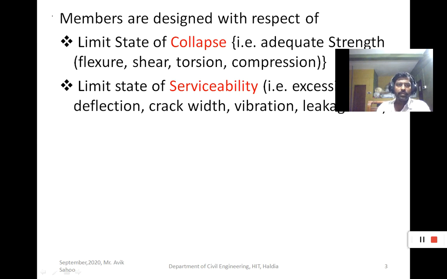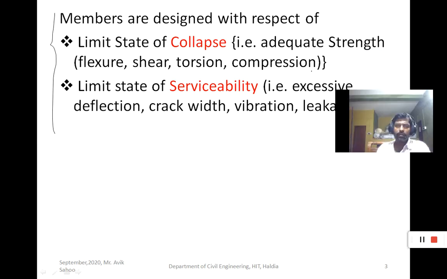Now in the limit state method, members are designed in two aspects. The members are designed with respect to strength. You have to check the member whether the strength is fulfilled or not. That is called the limit state of collapse, which means adequate strength.